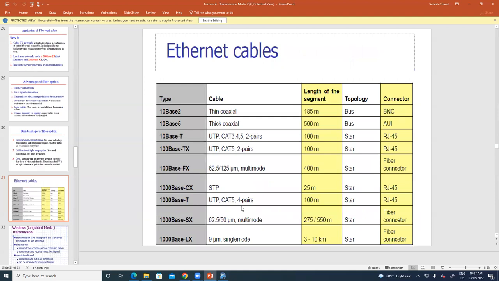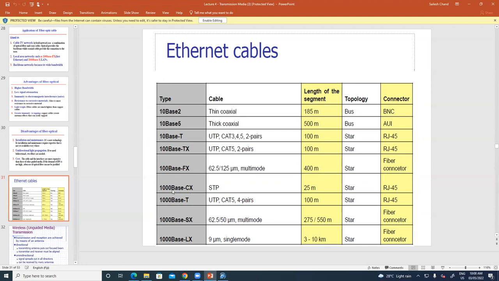Then talking about Ethernet cables here, inclusive of the fiber technology. You will notice that if you are just using a base T network, you will use UTP cables mostly, or coaxial cables. But if you are using an FX type network, then you will use multimode. And the advantage itself is right here: you can see the length that it covers.